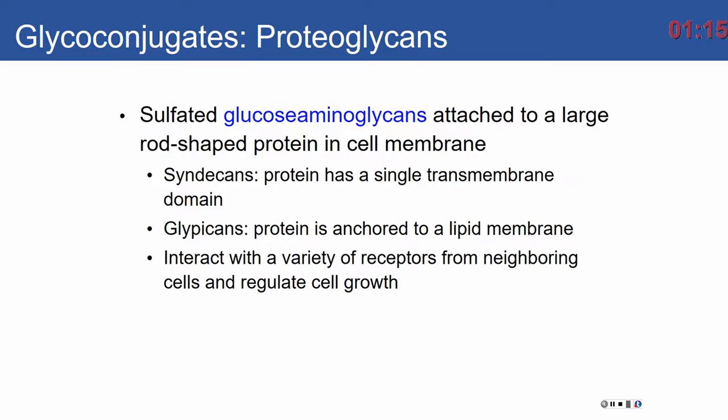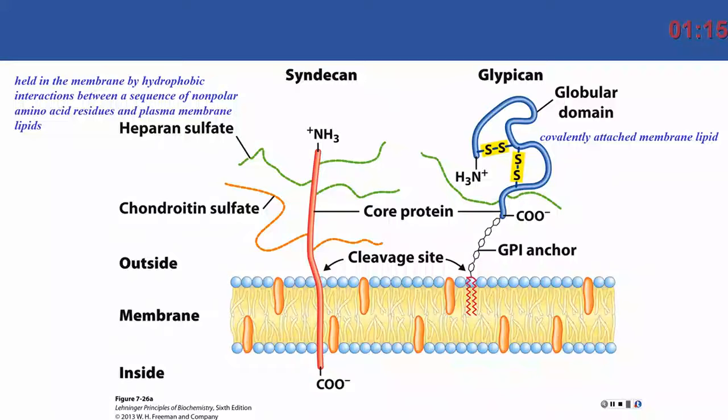So here we have sulfated glycosaminoglycans, and they have this large rod-shaped protein. So syndecans is one of those. It has a single transmembrane domain, and glypicans is the other one, and it's anchored in the lipid membrane. If we look at these couple of different ones, syndecan actually will grab heparan sulfate, and we'll talk about heparin in just a minute. And it will also grab chondroitin sulfate, which we've already talked about.